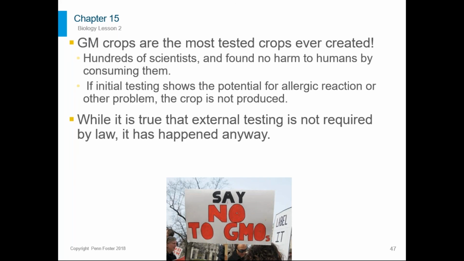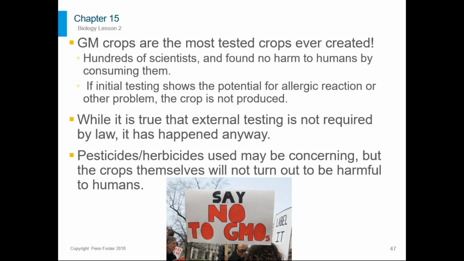So while some people may have concerns about the pesticides and herbicides used on the plants, and that might be a much more legitimate concern, the crops themselves will not turn out to be harmful to humans. So it's important to realize that if that's what you're concerned about, you need to be protesting the use of those pesticides and herbicides, not protesting the use of genetic modification.